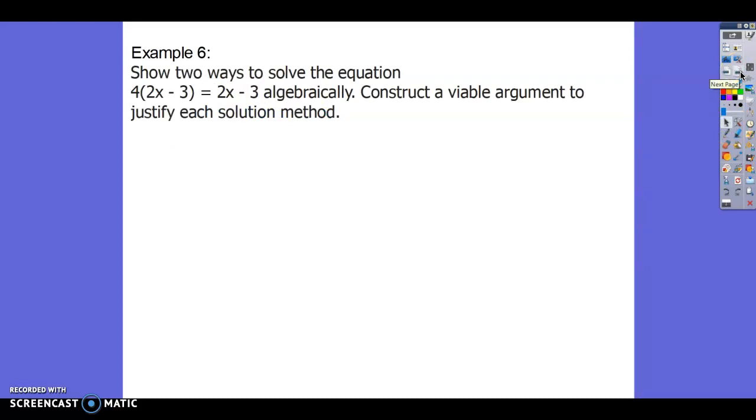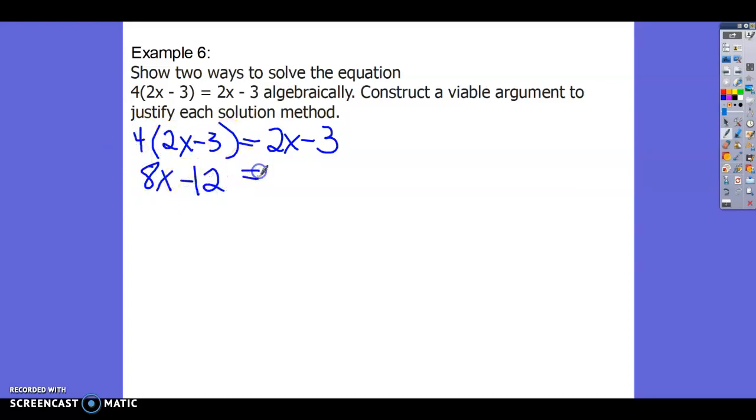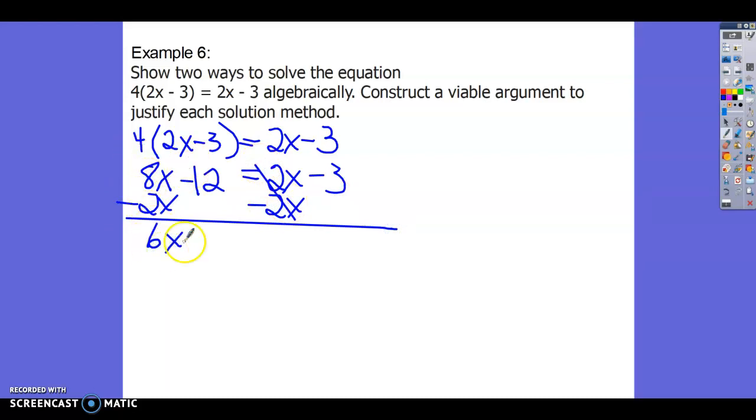All right, last example. This one says show 2 ways to solve the equation. So let's start with what we've been doing, which is distributive property. So we've got 4 times 2 is 8x. 4 times negative 3 is negative 12. Equals 2x minus 3. Subtract 2x from both sides. 8 minus 2 is 6x minus 12. Add 12 to both sides.